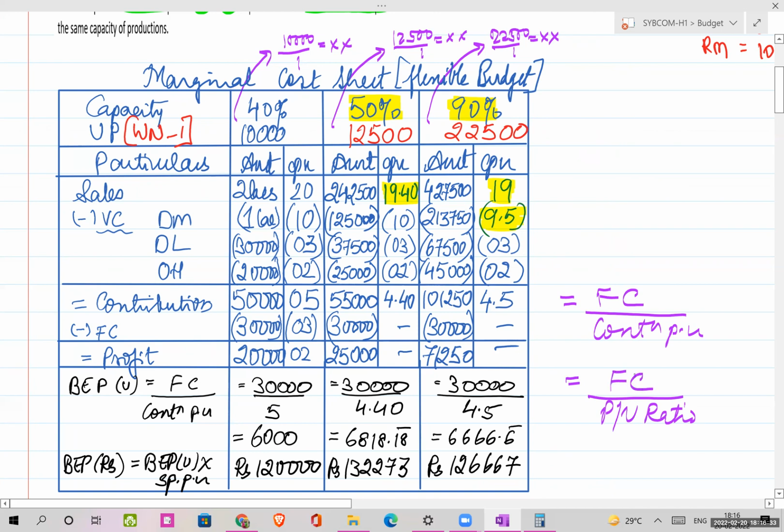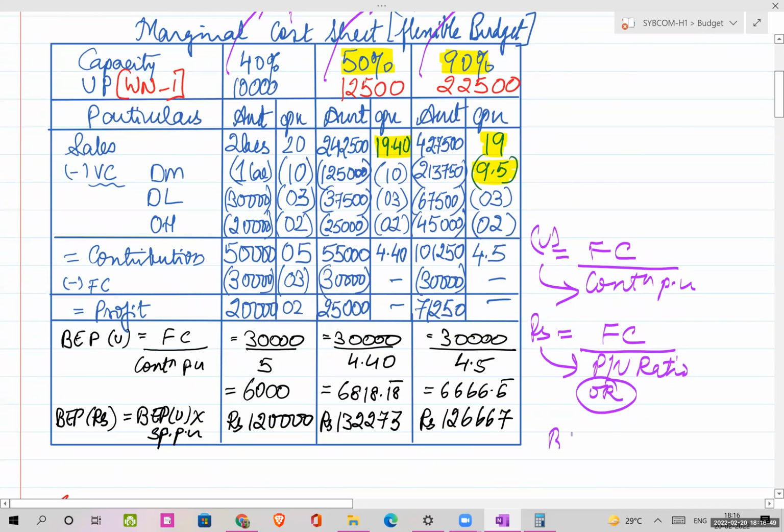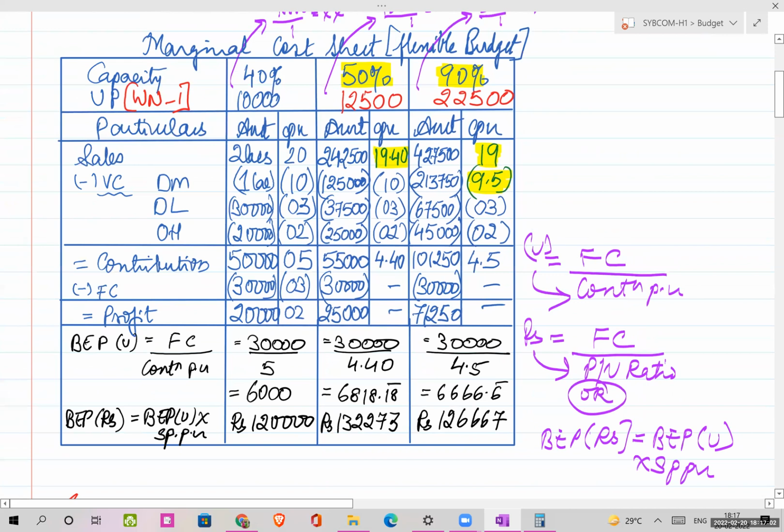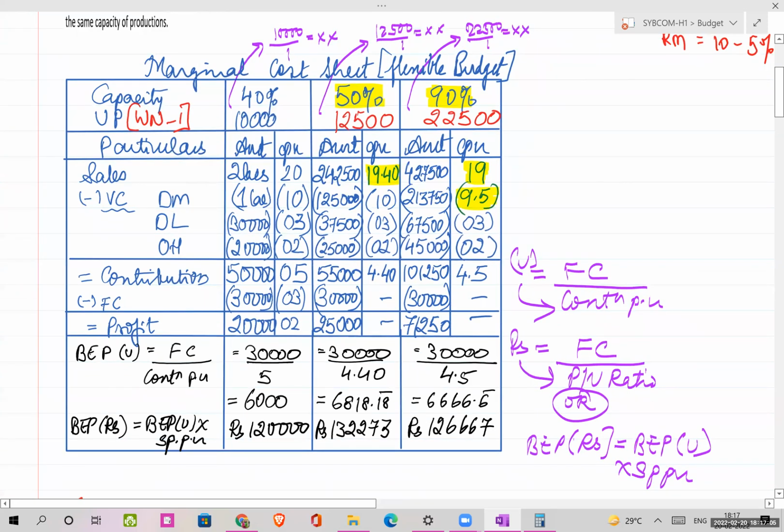The numerator will not change, but the denominator will change. If I want my answer in units, it will be this. If I want my answer in rupees, I will divide with PV ratio. And if you are not using the PV ratio formula, then you can calculate BEP in rupees by using the alternative formula, that is BEP in units multiplied with selling price per unit. All this we have discussed in my lecture on marginal costing.